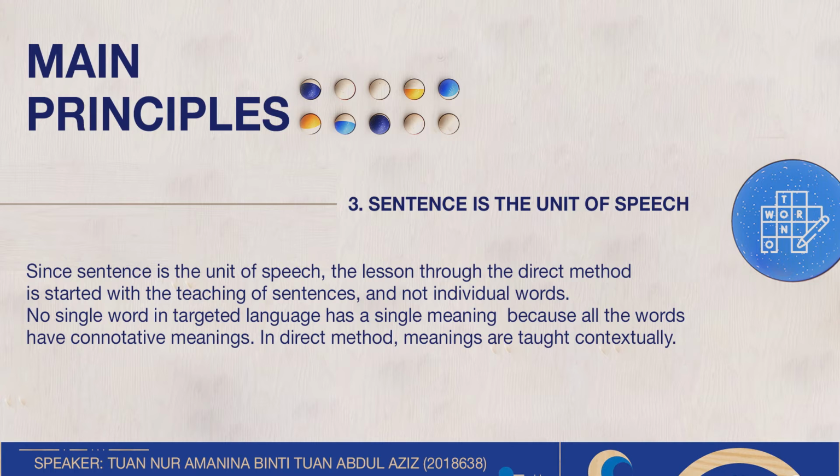Since the sentence is the unit of speech, the lesson through the direct method is started with the teaching of sentences and not individual words. No single word in the target language has a single meaning because all the words have connotative meanings. In the direct method, meanings are taught contextually.